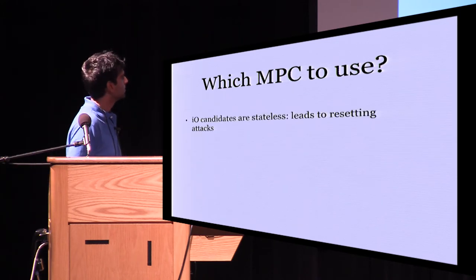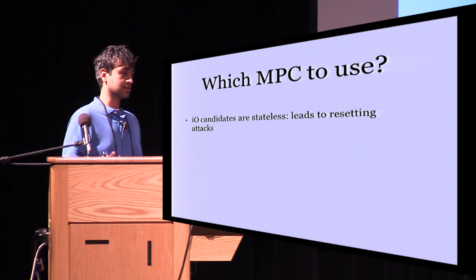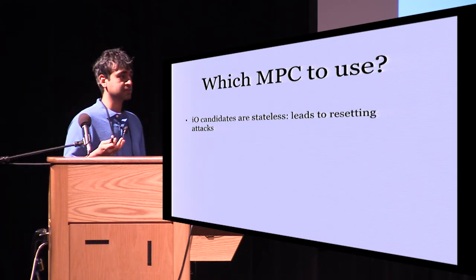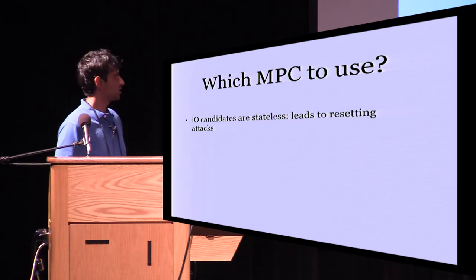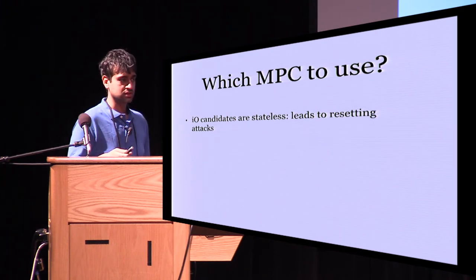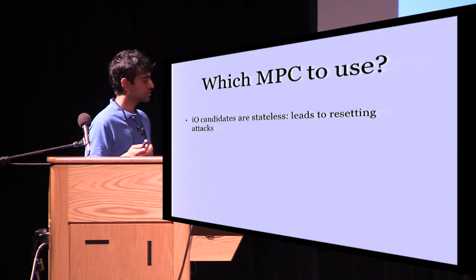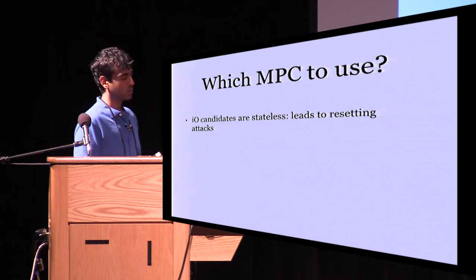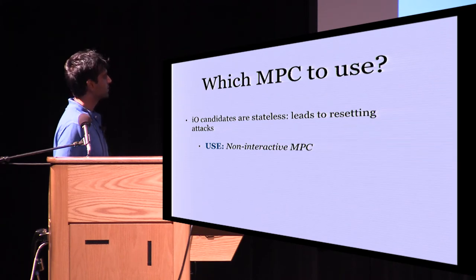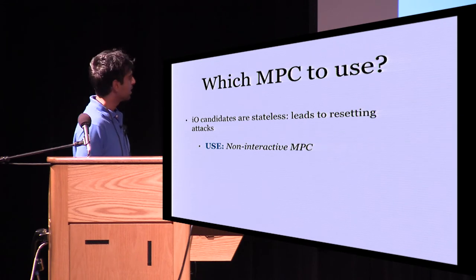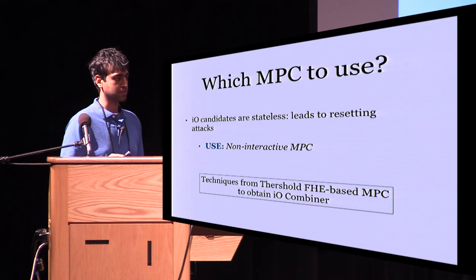In order to see which MPC to use, the first thing we observe is that all the IO candidates are stateless. But in MPC, all the parties are stateful algorithms. And since the IO candidates are stateless, this leads to resetting attacks, because the evaluator can potentially query the candidates on multiple inputs, observe different values, and gain some information. So this is something we have to keep in mind while choosing the appropriate MPC protocol. In order to avoid resetting attacks, we're going to use a non-interactive MPC. In particular, we are going to use techniques from threshold FHE-based MPC to obtain an IO combiner.